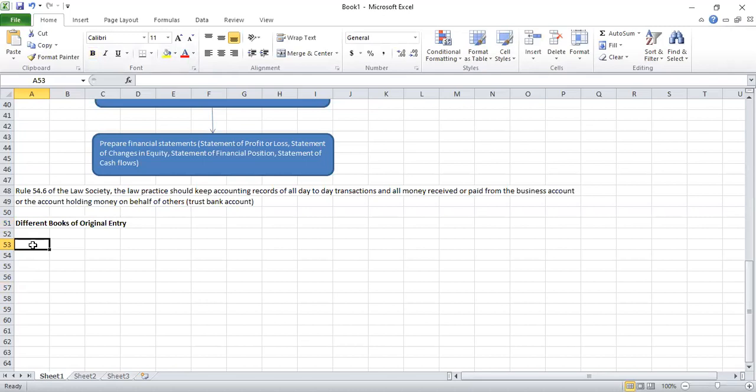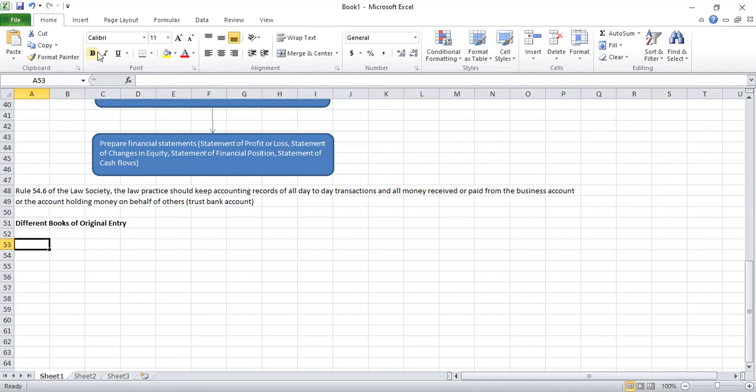We keep what we call a cash receipts journal and a cash payments journal. A cash receipts journal records money received. A cash payments journal records money paid. So we find that in each business there will be two cash receipts journals, one for the business and one for the trust account. Remember that it is a requirement that if a law practice is holding money on behalf of others, they should not keep it together with their own money. They should keep two bank accounts, one for the trust and one for the business.